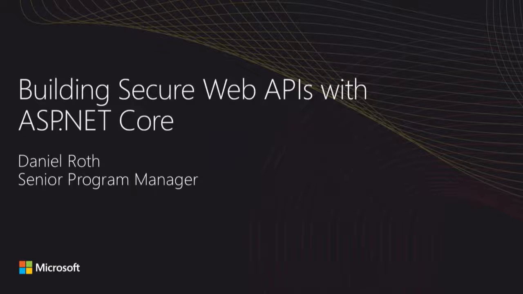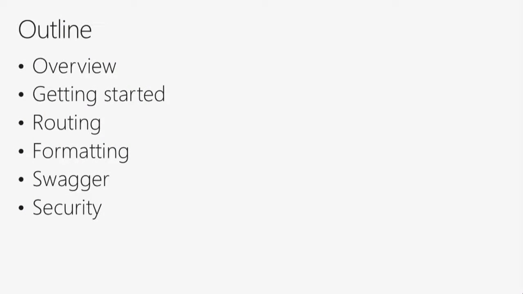And in this presentation, we're going to talk about using ASP.NET Core to build rich and powerful and even secure Web APIs. Here's a brief outline of what we're going to talk about today. I'm going to give you an overview of what we are trying to do with Web APIs in ASP.NET Core, building a single aligned framework for building both Web UI and Web APIs.